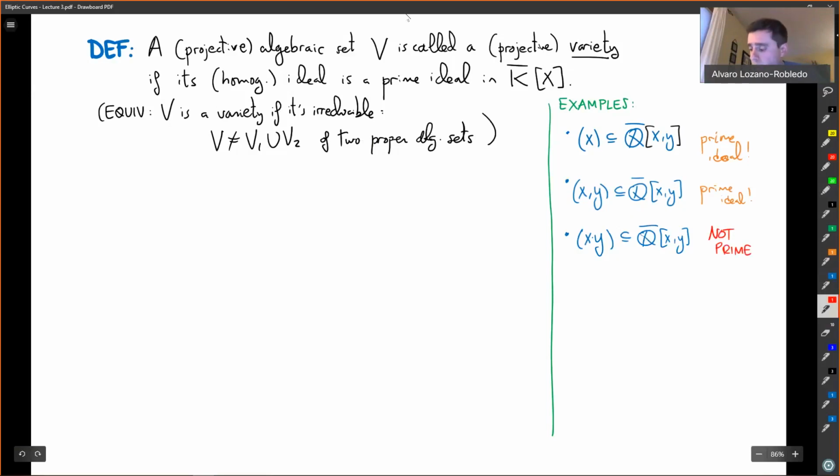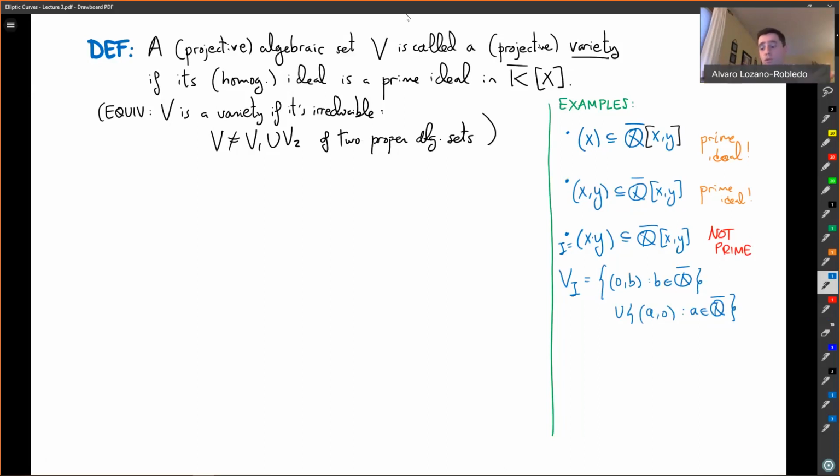Okay, so why is that not prime? Well, the algebraic set given by this ideal will actually have two pieces, because there can be points where the polynomial vanishes because x vanishes. So (0,b) for any b in Q bar is in there, but also (a,0) for any a in Q bar is also in there. And then you see that the algebraic set is actually a union of two other proper algebraic sets. So therefore it's not irreducible, and that's why it's not a variety.